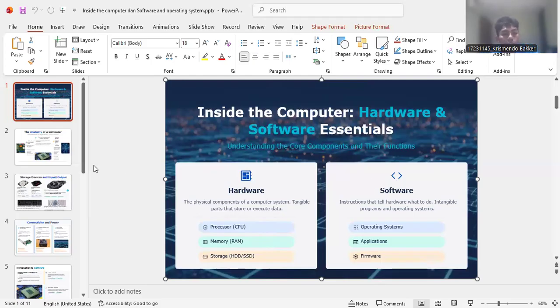What is software? Software is the instruction that tells hardware what to do. It gives instructions to execute programs with the hardware. Software includes the operating system, applications, and frameworks.